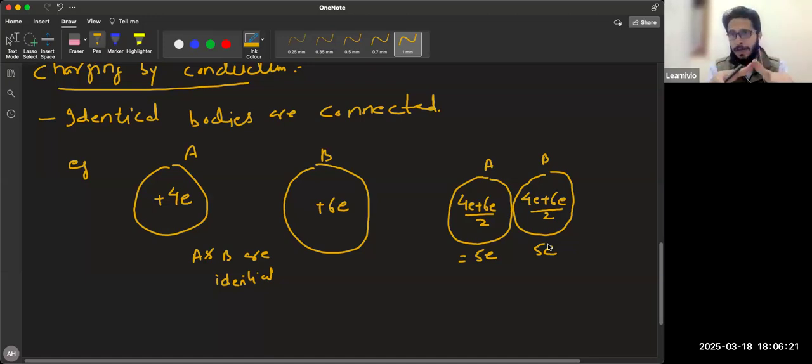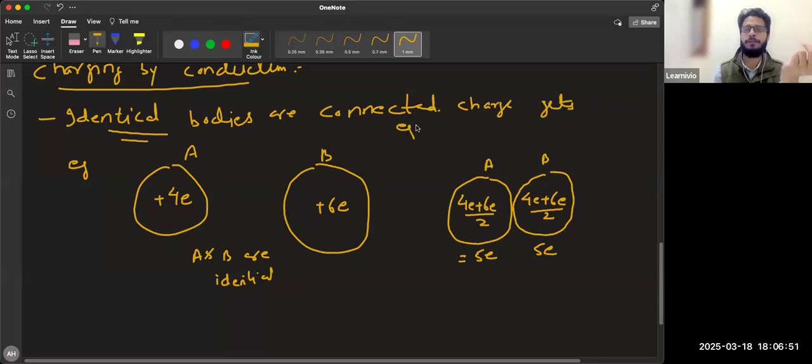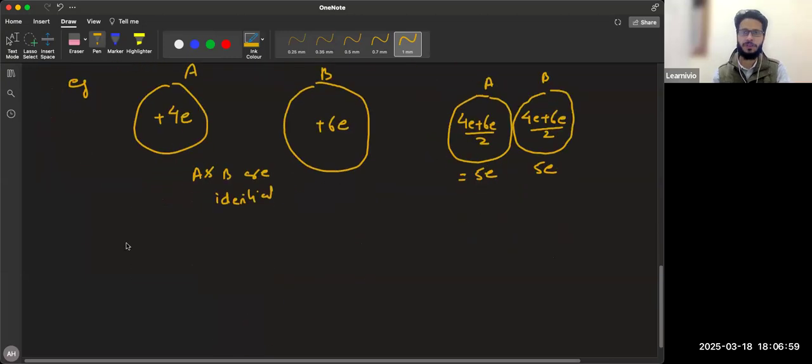If bodies are not identical, if they are different, that we will discuss in capacitance. To decide the charge distribution of bodies when they are not identical, we need capacitance as well as potential. That we will do in charging capacitors, not here. Here we will discuss only identical bodies. So if 2 identical bodies are placed in contact, what happens? Charge gets equally divided. This is charging by conduction.